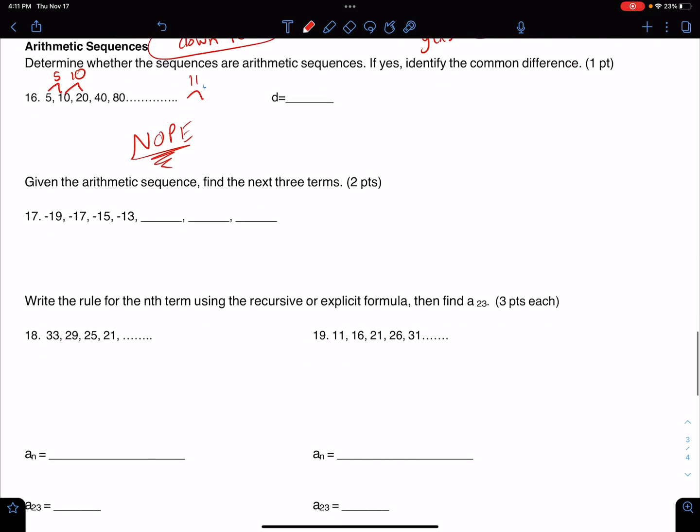Okay, on to the next. It says, given the arithmetic sequence, find the next three terms. So I ask myself, how did I get from negative 19 to negative 17? I added 2. How did I get from negative 17 to negative 15? I add 2. How did I get from negative 15 to negative 13? I add 2. Okay, then if I add 2 each time, I get negative 11, negative 9, and negative 7.